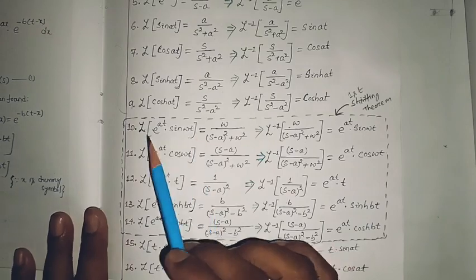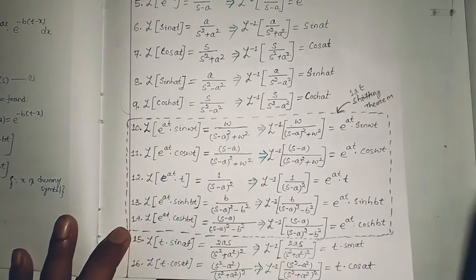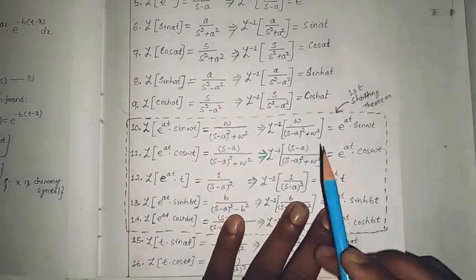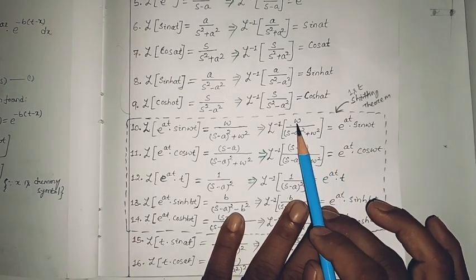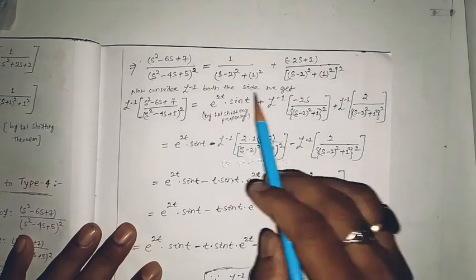All these results, 10, 11, 12, 13, 14, are based on the first shifting theorem. So here instead of a we have 2 in our question, and instead of omega, 1 is there. So the answer will be e to the 2t into sine t.